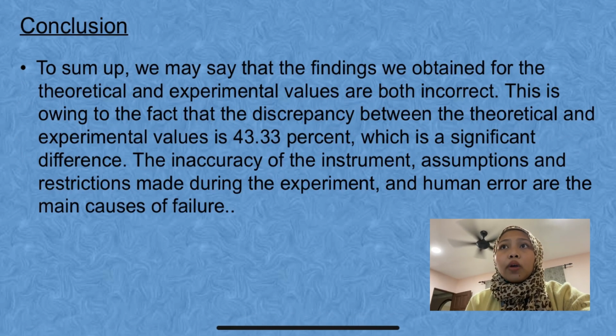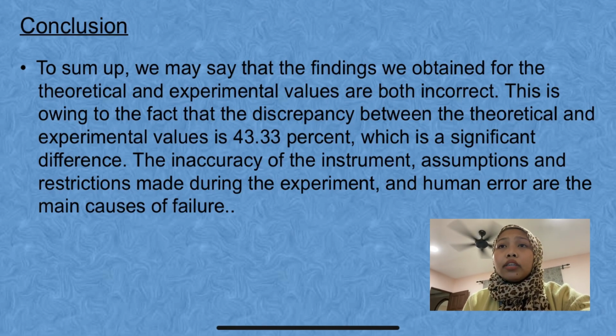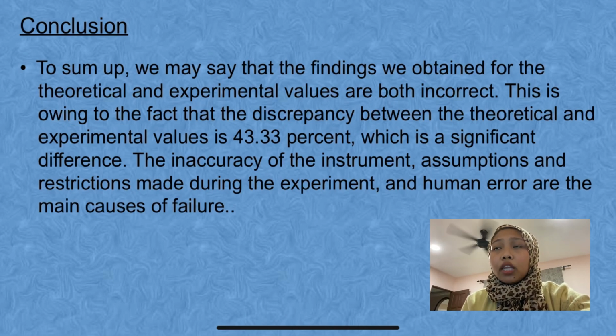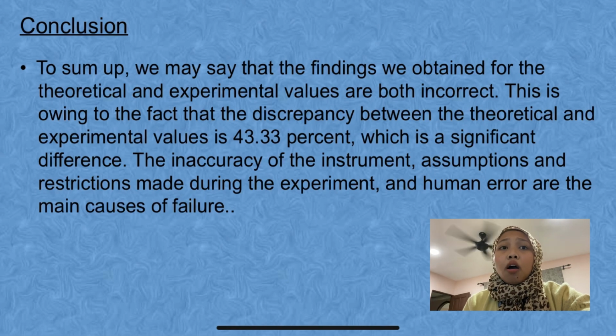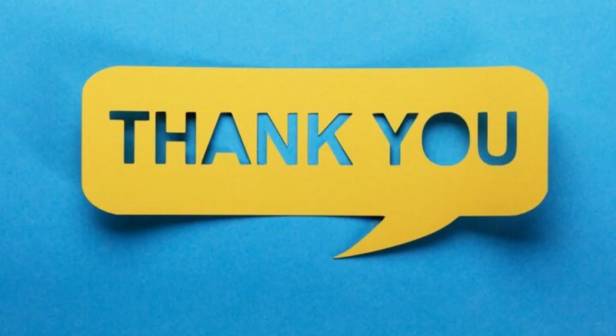To sum up, we may say that the findings we obtained for the theoretical and experimental values are incorrect. This is owing to the fact that the discrepancy between the theoretical and experimental values is 433%, which is a significant difference. The inaccuracy of the instrument, assumptions and simplifications made during the experiment, and human error are the main causes of failure. Okay, thank you for watching.